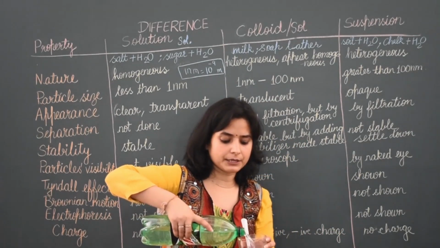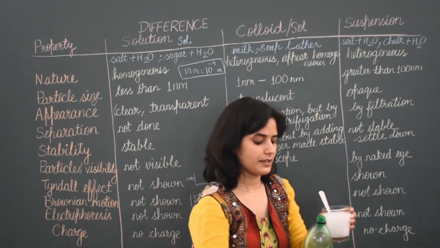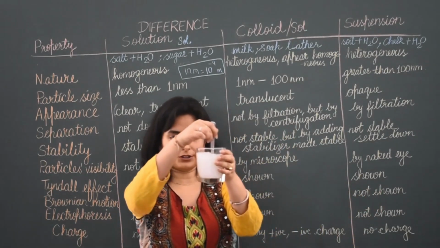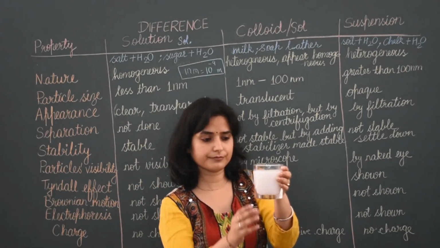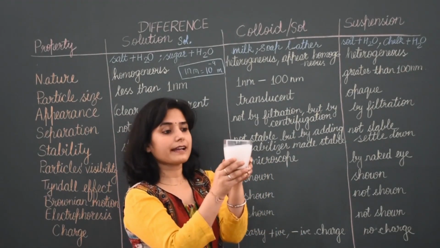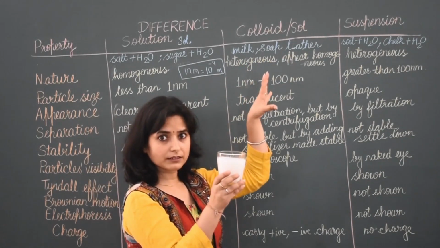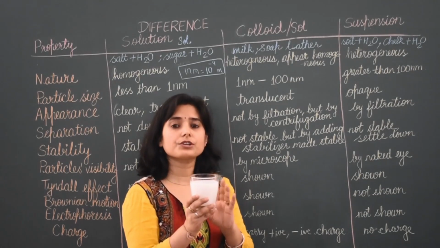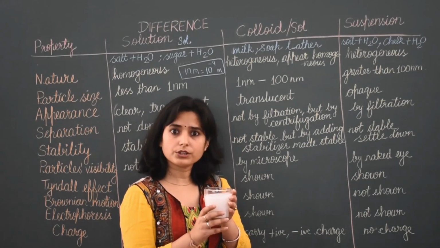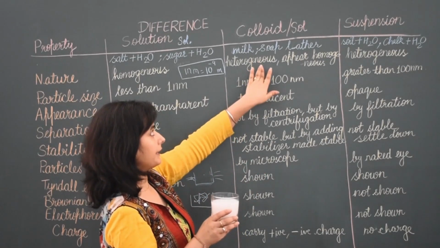In milk, I am adding water, so making a mixture of two things, milk and water. See this. Now it is an example of a colloid. I have written more examples also. Soap lather is also an example of a colloid. Clouds, fog, smoke. These all things are examples of a colloid.